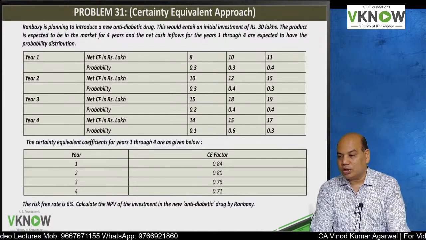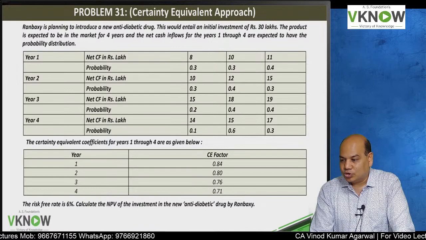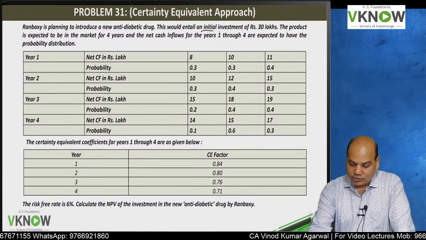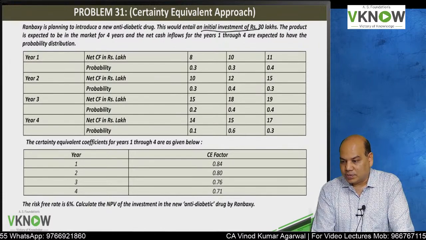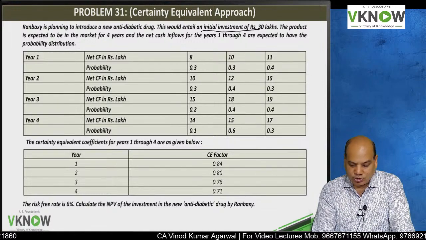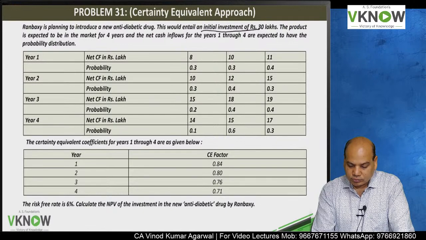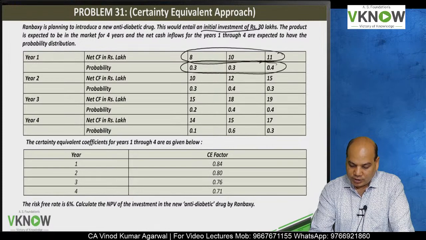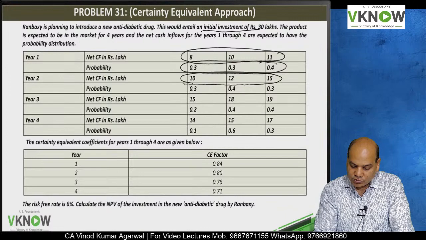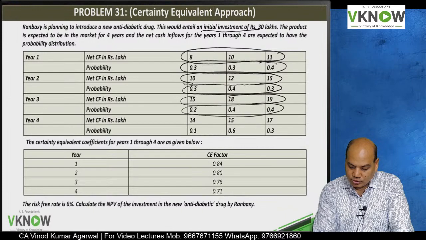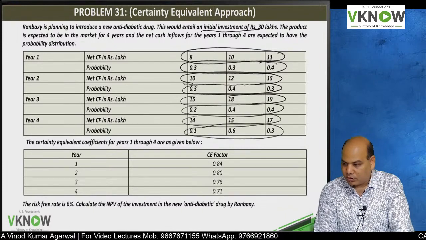Ranbaxy is planning to introduce a new anti-diabetic drug. This would entail an initial investment of rupees 30 lakh. The product is expected to be in market for 4 years, and net cash inflows for years 1 through 4 are expected to have the following probability distribution. Year 1, these are the cash flows, these are the probabilities. Year 2, cash flows, probabilities. Year 3, cash flows, probabilities. Year 4, cash flows, probabilities.